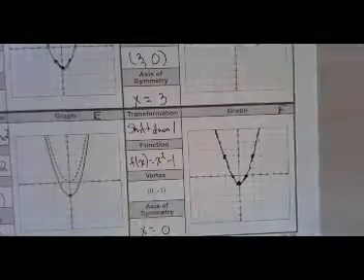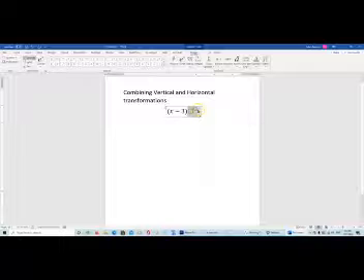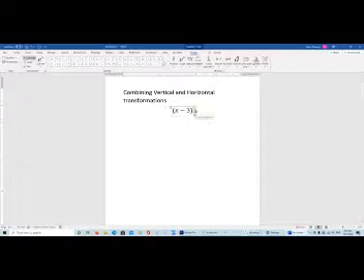Okay, so if you have just a number out there, added or subtracted, it means increase or decrease, shift the function up or down.